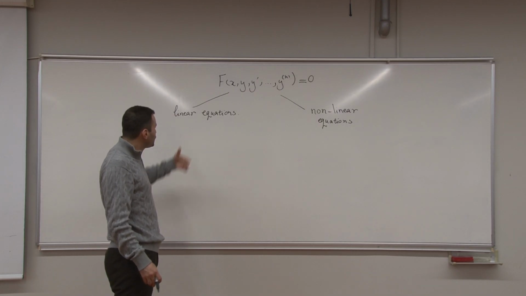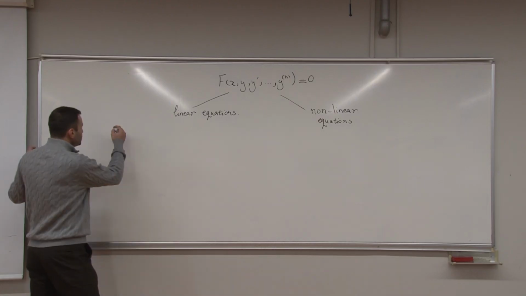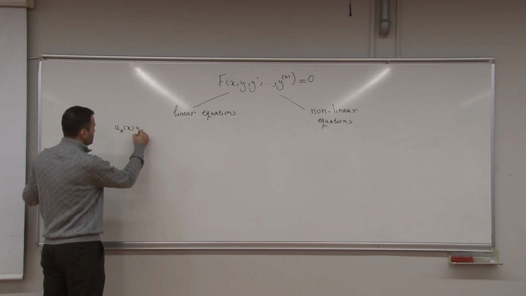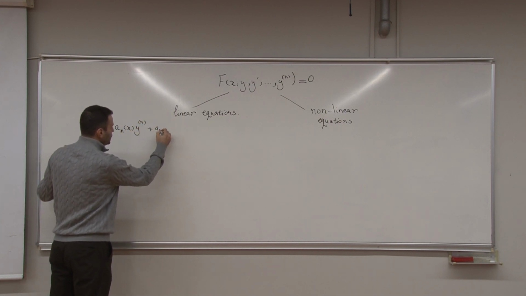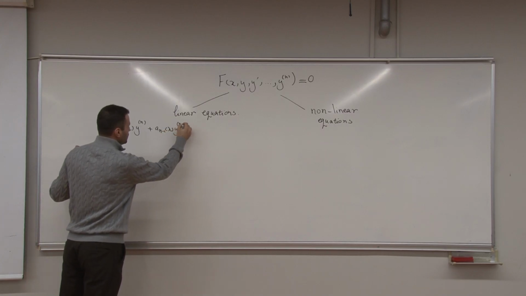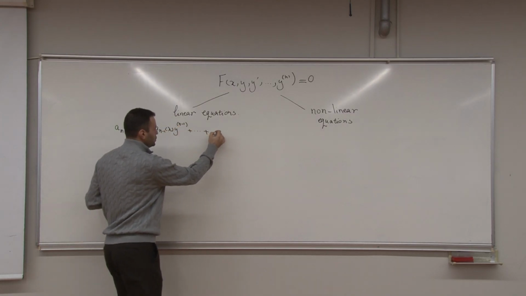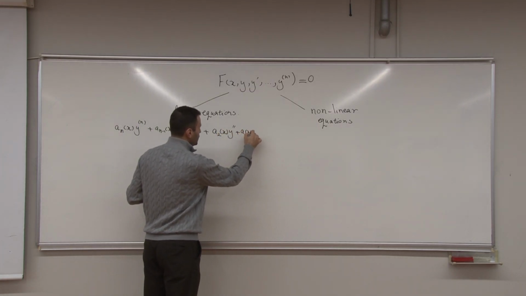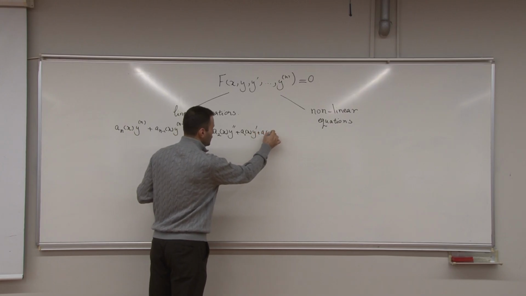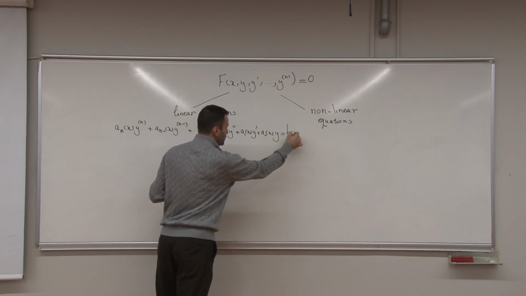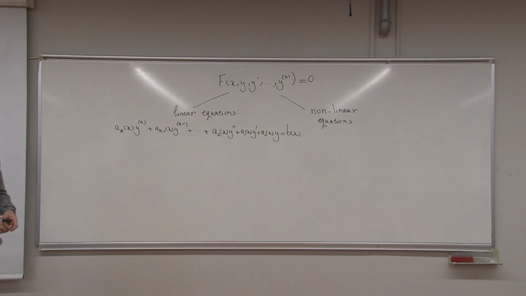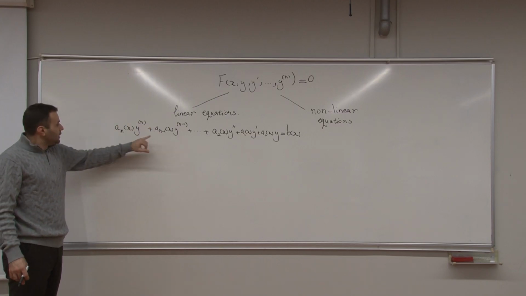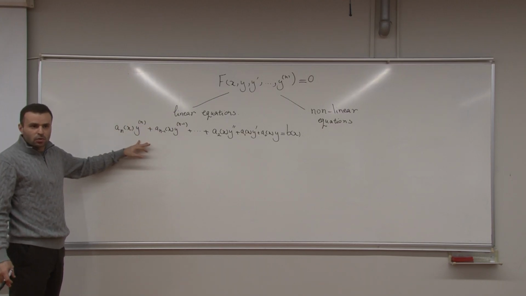If I write you the general form of a linear equation, it is going to look like this: a_n(x) y^(n) plus a_(n-1)(x) y^(n-1) plus up to a_2(x) y double prime plus a_1(x) y prime plus a_0(x) y equal to, let's call this p of x. This is the general form of a linear nth order ordinary differential equation.